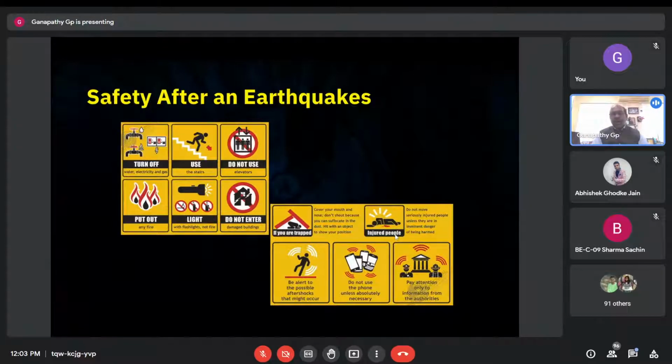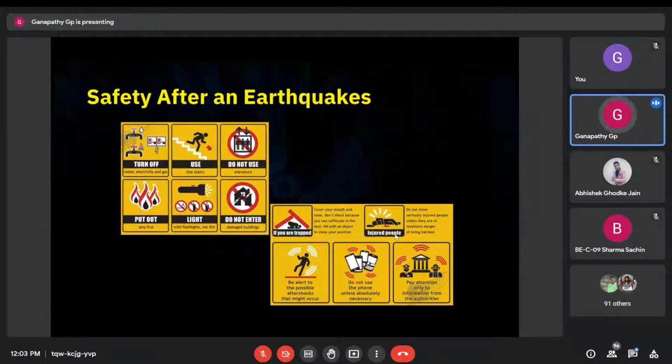If you are trapped, cover your mouth and nose. Don't shout, because you can suffocate in the dust. Hit an object to show your position. And do not move seriously injured people unless they are in imminent danger of being harmed. If you are able to move, you can do it, otherwise don't. And be alert for a possible aftershock that may occur. Do not use the phone unless absolutely necessary.